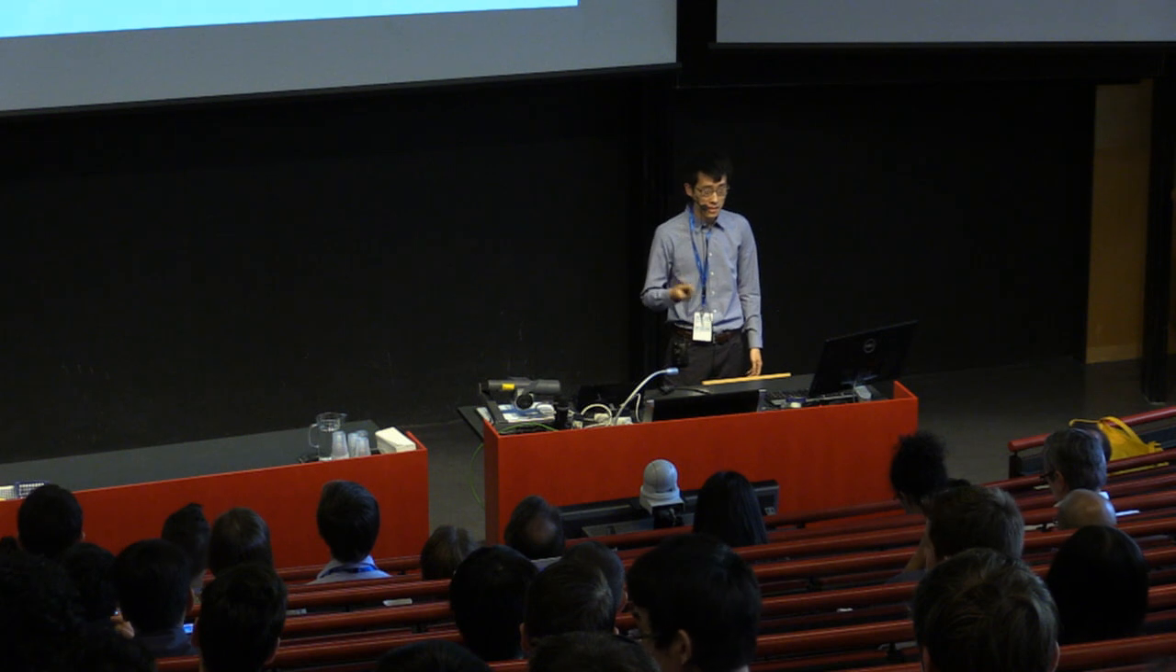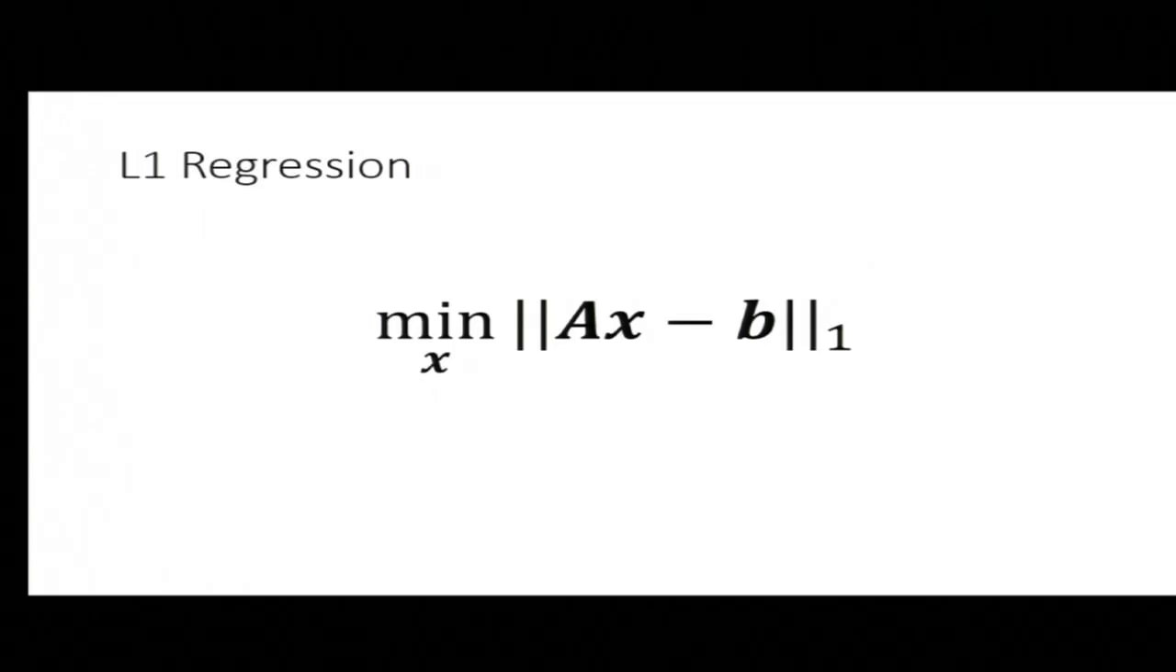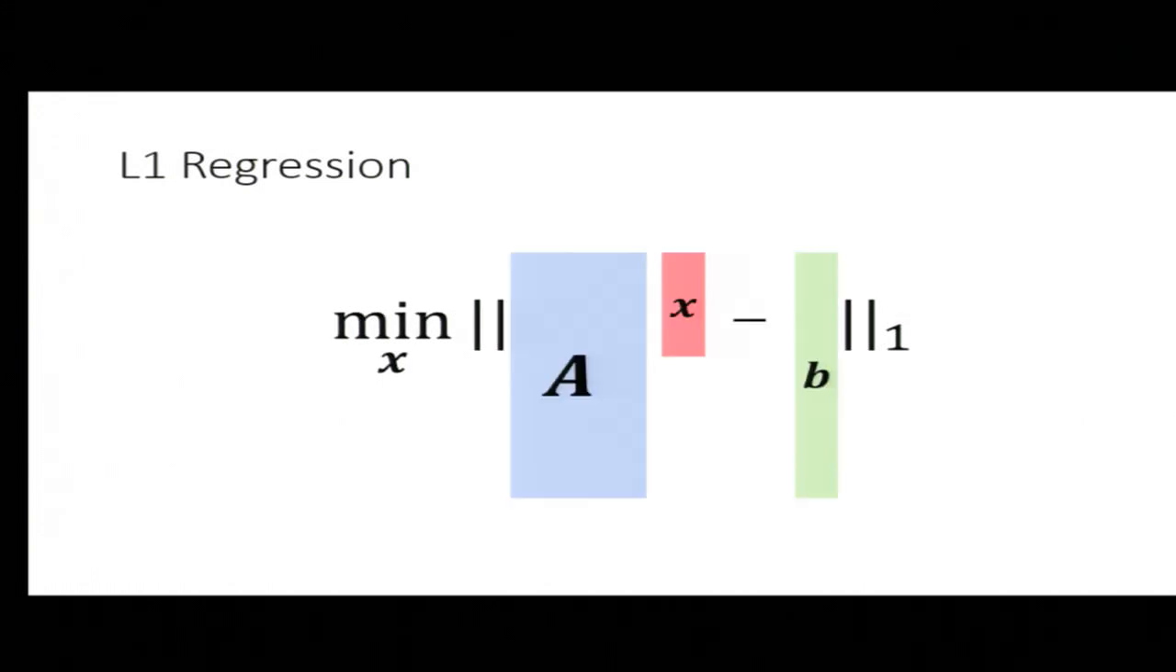So the problem we're considering is L1 regression. You're given a matrix A and a vector b, and you're trying to find some vector x such that the L1 norm of Ax minus b is minimized. The picture looks something like this. It's a robust version of L2 regression. It can be used to solve various combinatorial problems such as shortest path and minimum cut.